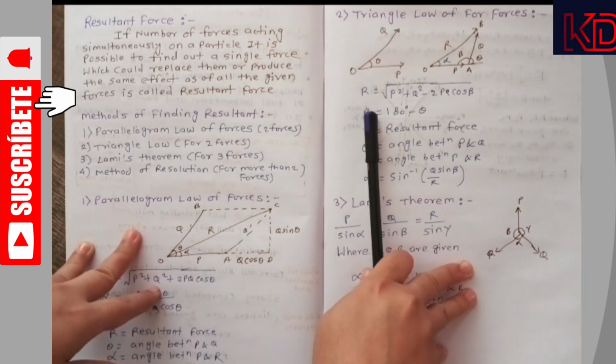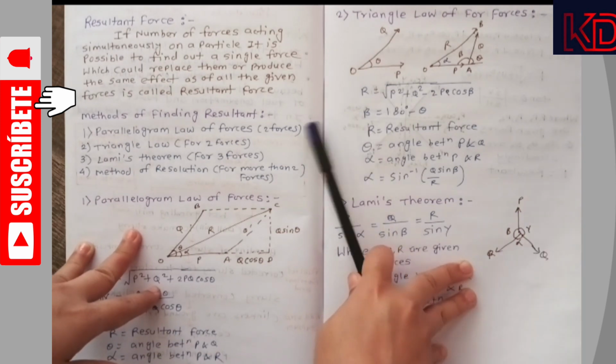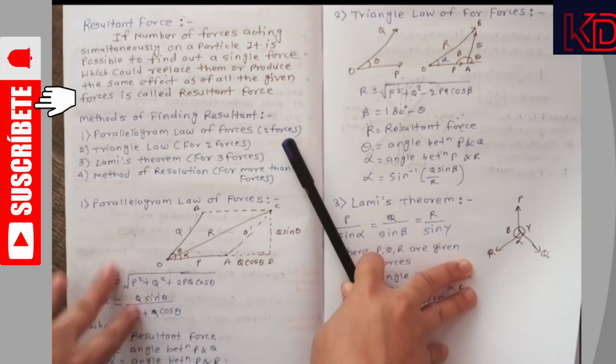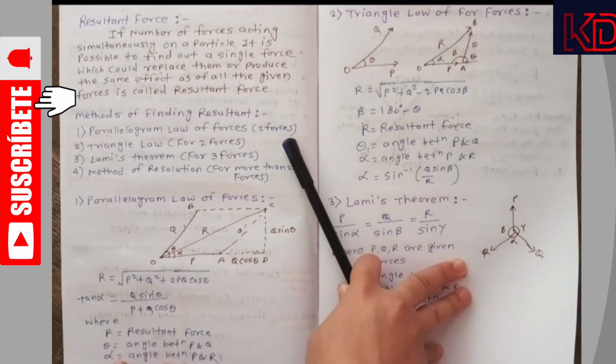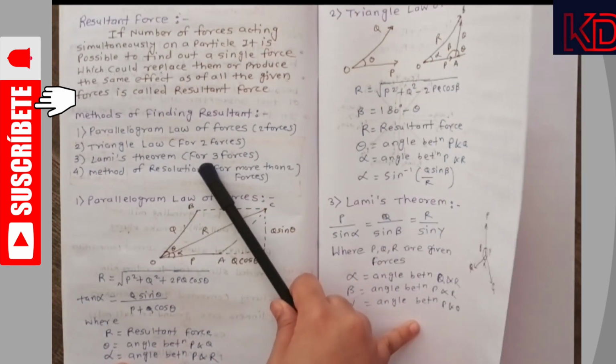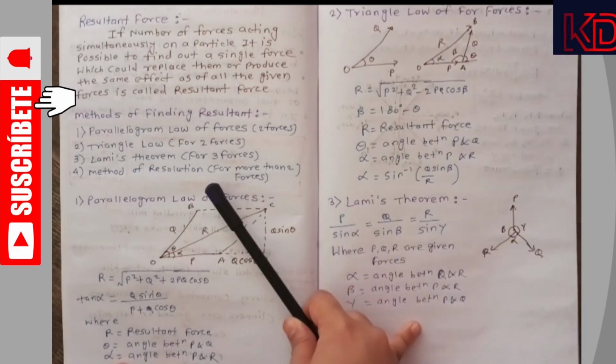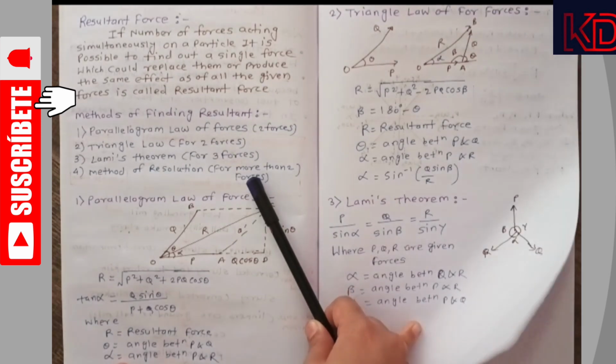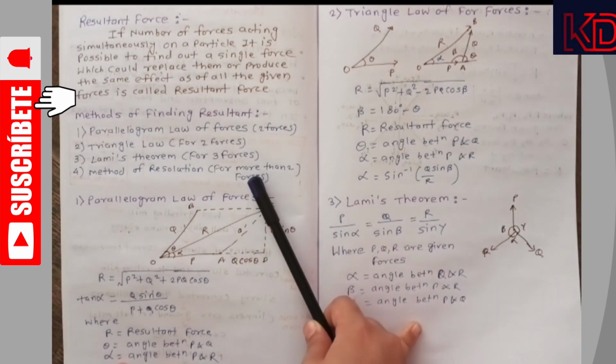So there are certain methods to find that resultant force. There are four methods. First one is the parallelogram law of forces, which is used to find the resultant of two forces. Then the second one is the triangle law. Third one is Lami's theorem. Then the method of resolution, which we use for more than two forces.